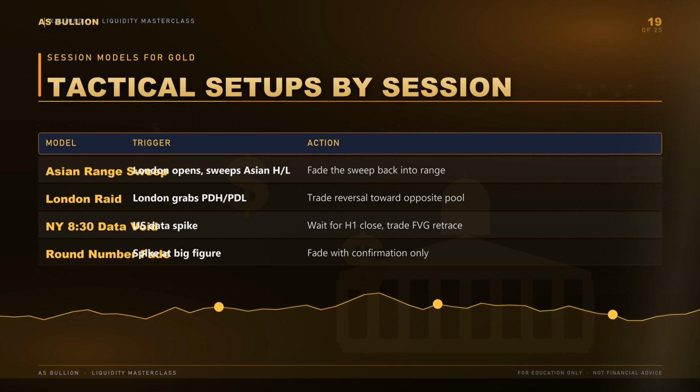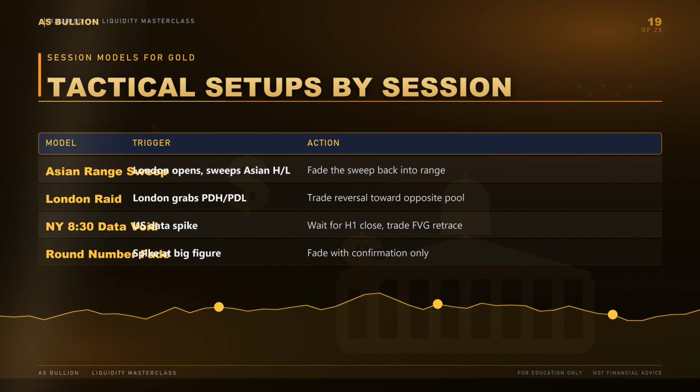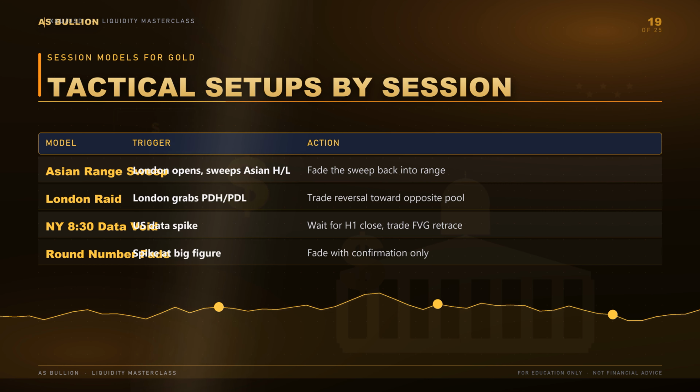Session models for gold. The Asian range sweep. Mark the Asian high and low. At London Open, fade the sweep of one side back into the range. This is the classic Judas swing reversal. The London raid. London grabs previous day low or previous day high. Trade the reversal toward the opposite pool as New York confirms.